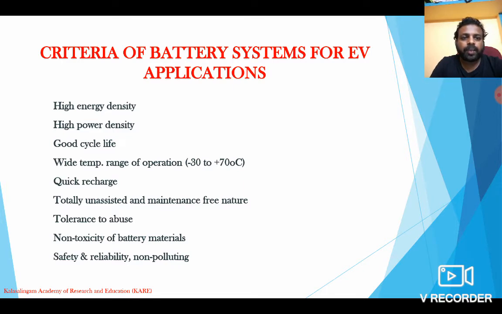In a normal hybrid vehicle as well as an electric vehicle, we need to change the batteries at most once in 5 years. So if you are using a battery in a hybrid as well as an electric vehicle, it should have a long life duration, and a wide temperature range of operation between -30 to 70 degrees centigrade. It should be quickly rechargeable, totally unassisted and maintenance free in nature, tolerant to abuse, with non-toxic battery material, and safe, reliable, and non-polluting. So these are the general requirements of batteries for electric as well as hybrid vehicles.